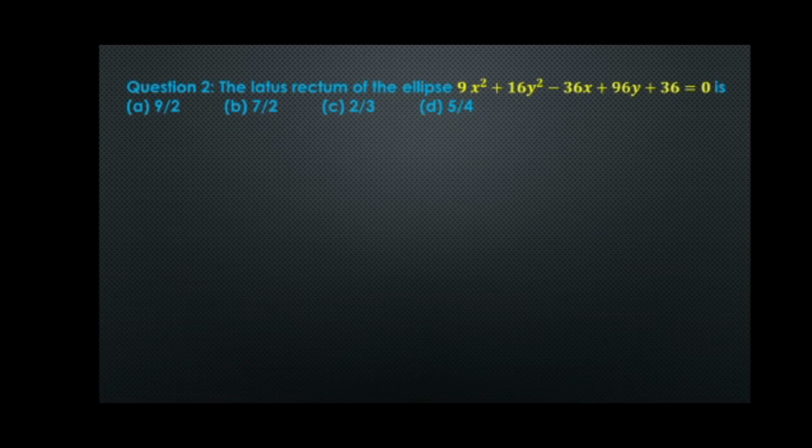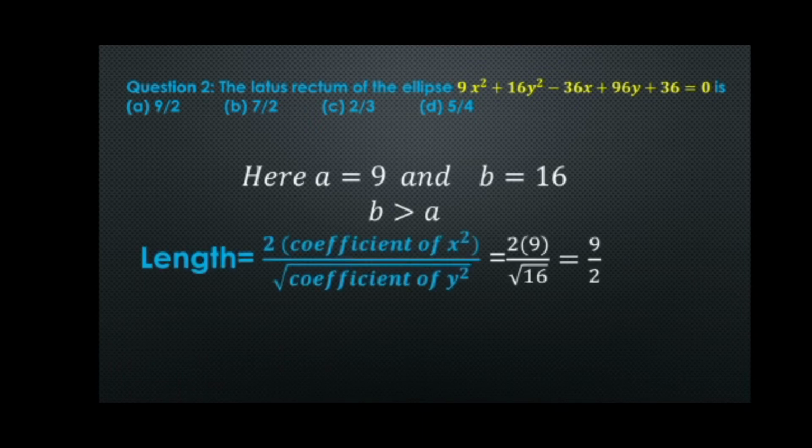Moving on to the second question. The latus rectum of the ellipse 9x square plus 16y square minus 36x plus 96y plus 36 equal to 0. Here a equal to 9 and b equal to 16. Therefore, b is greater than a. Length of the latus rectum is 2 into coefficient of x square divided by square root of coefficient of y square. Here 2 into coefficient of x square is 9 divided by square root of coefficient of y square is 16, which is 9 by 2.